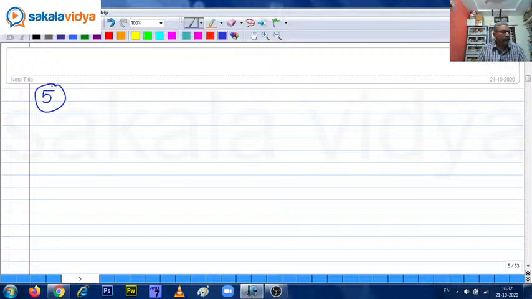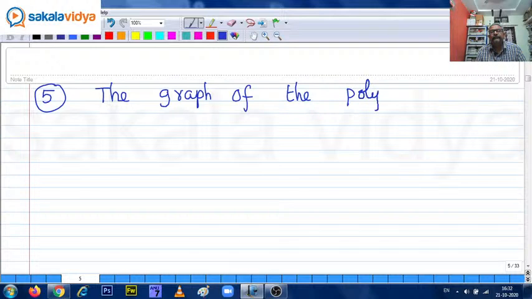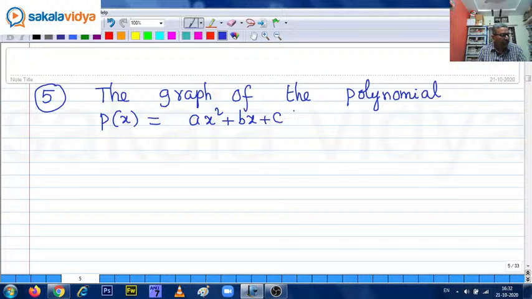Next, fifth question. The graph of the polynomial P of x equals ax square plus bx plus c is an upward parabola.